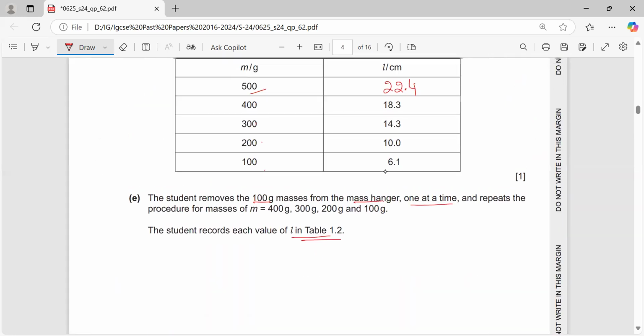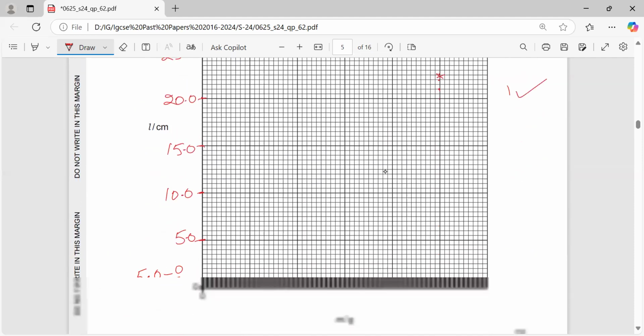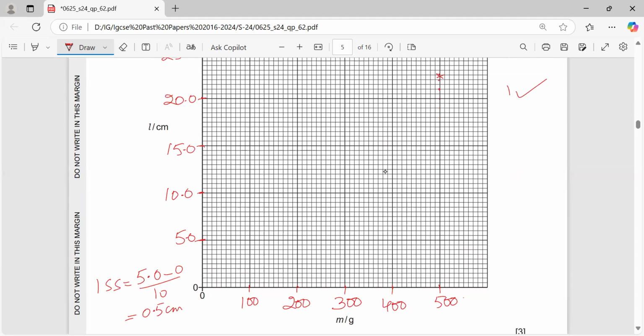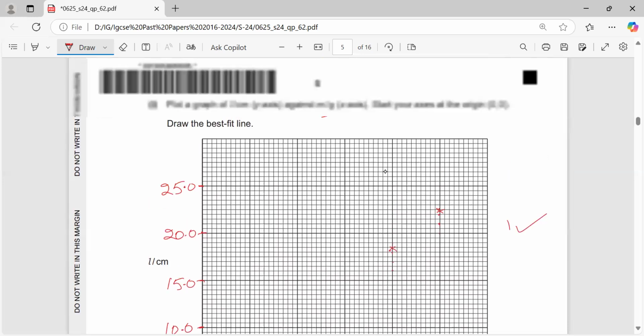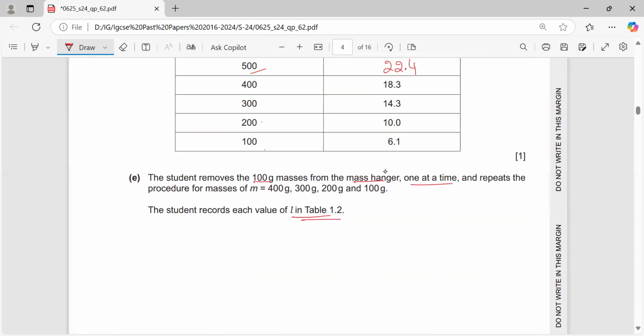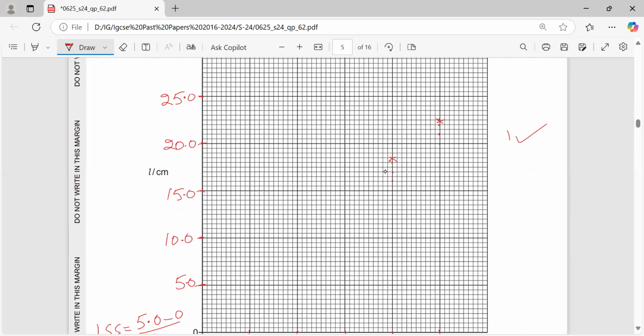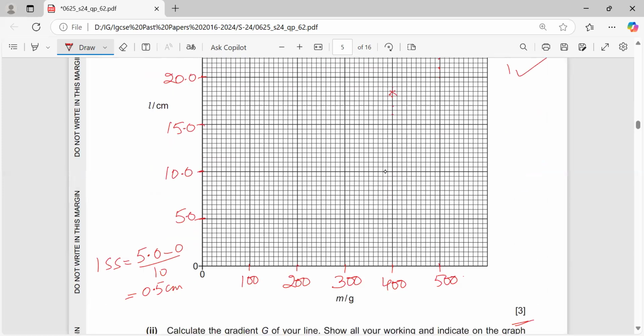Now 400 gram, 18.3. See, this is 15, 16, 17, 18, this is 19, so this is 18, 18.5, so 18.3 is very near here. Then at 300 the value is 14.3. See, this is 15, 2 boxes, this is 14, this is 14.5, so 14.3 is somewhere here.